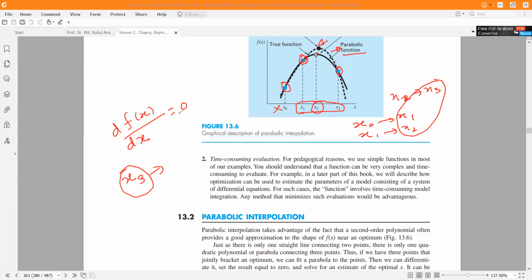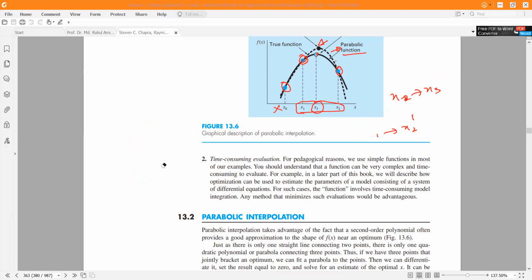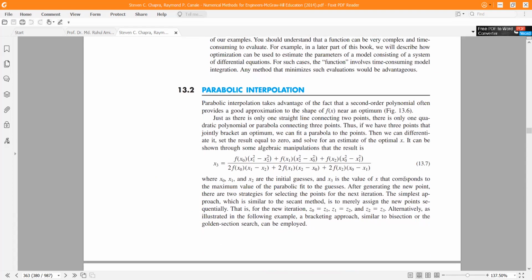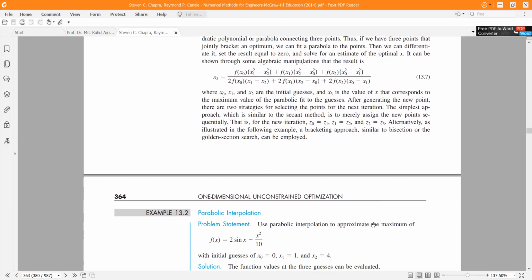This is also an iterative process, but interpolation will be applicable at each of your points. Now, we have a formula already with us because the constants a0, a1, a2 should be determined. If we determine the constants a0, a1, a2 by using our equation that we have shown earlier, differentiate it and set it equal to 0, then we will find a new point x3, that is our equation 13.3. The designations of the points are in accordance with the figure that is there in your case, and the rest of the process I have already discussed.